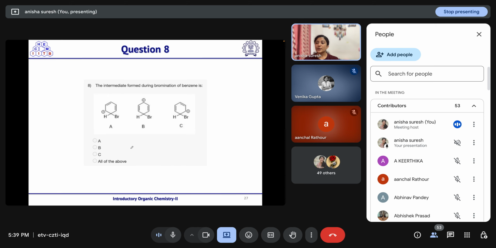Now moving to question number 8. The intermediate that is formed during bromination of benzene is: three options are given, all of the above. These are sigma complexes. Which is the intermediate that is formed in the bromination reaction? So the right answer will be all of the above, and we can see why it is.